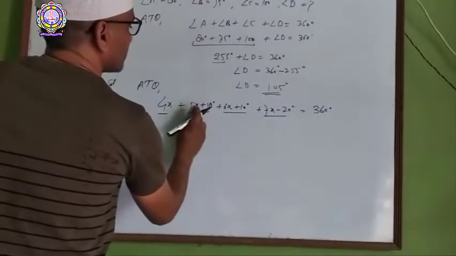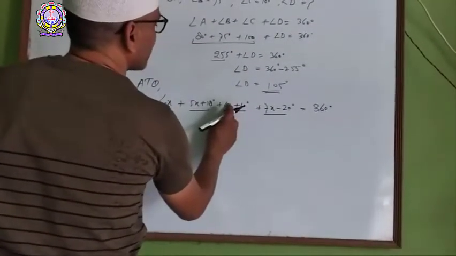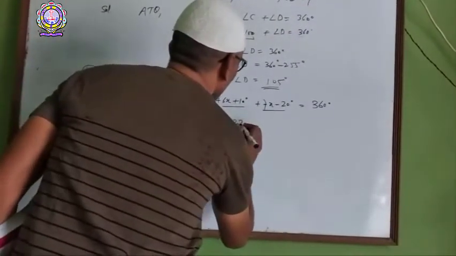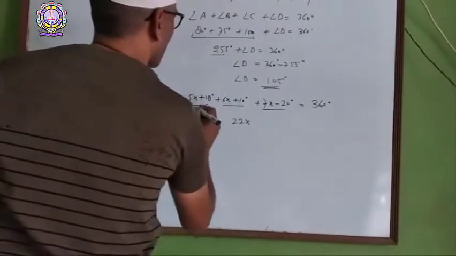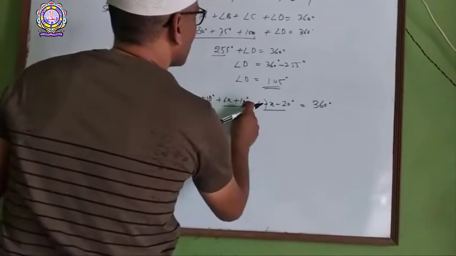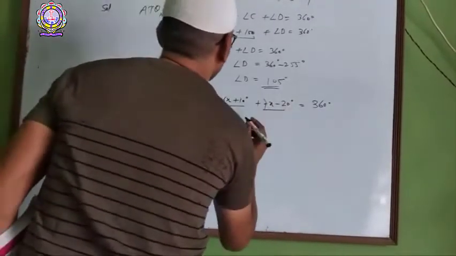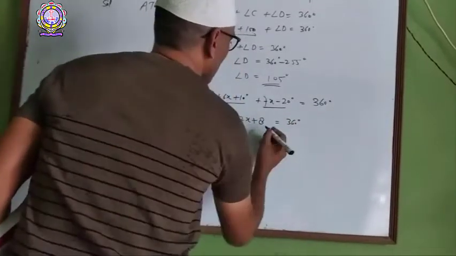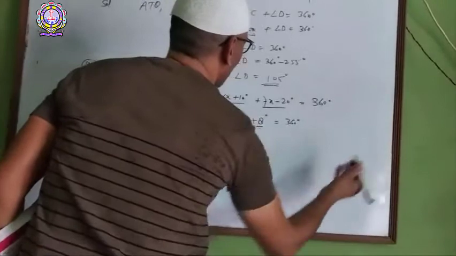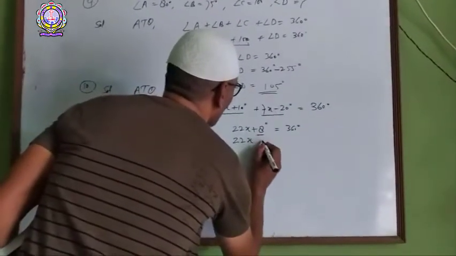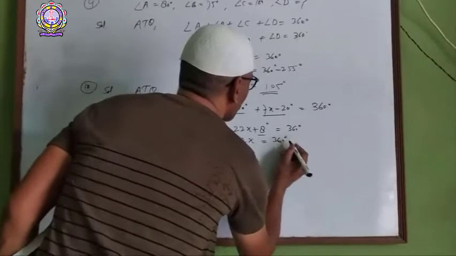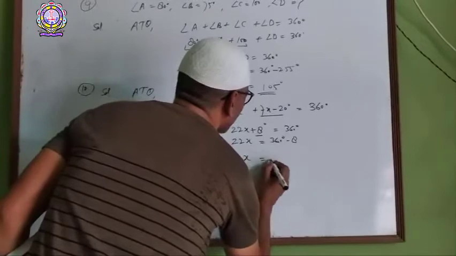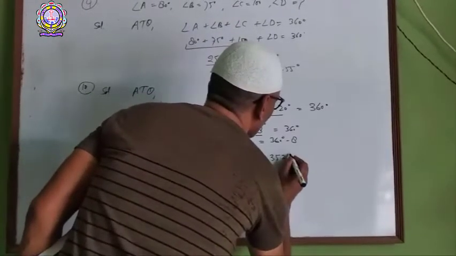4x and 5x make 9x, 9 and 6 make 15x, 15 and 7 make 22x. 22x. 18 and 10 make 28, 28 minus 20 is equal to 8, so 22x plus 8 is equal to 360 degrees. Now transpose this 8 degrees to the right hand side. This will give you 22x is equal to 360 minus 8, and this will give you 22x is equal to 352 degrees.